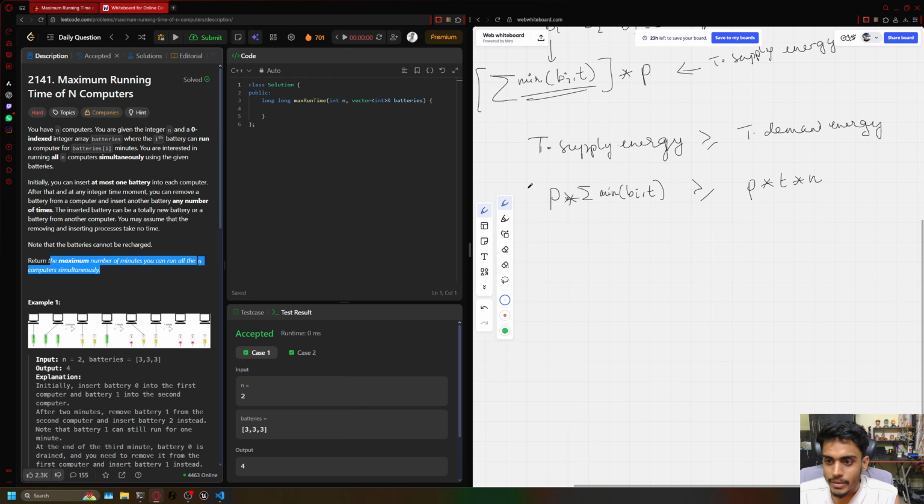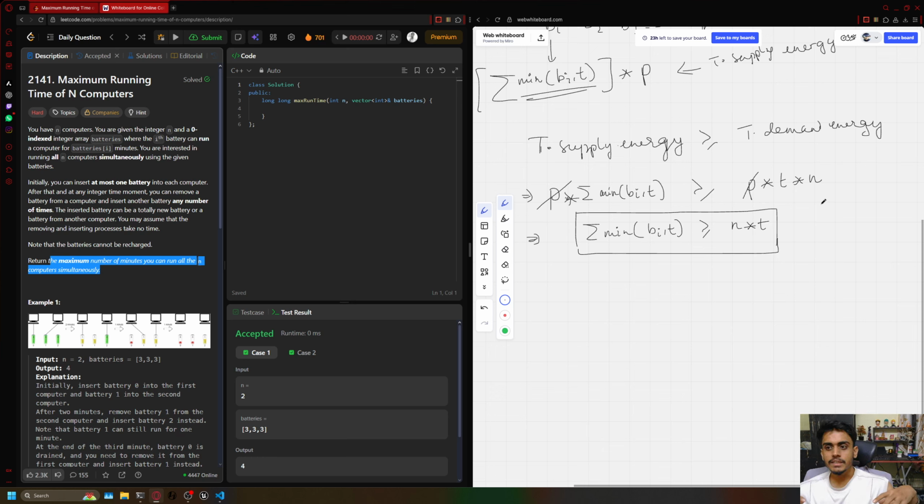So now it's basically an inequality. Here P is a common term, so I can cancel these out. I will have a relation that the summation of min of Bi comma T should be greater than or equal to N times T. This is the relation I get when comparing my total supply energy with the total demand energy.